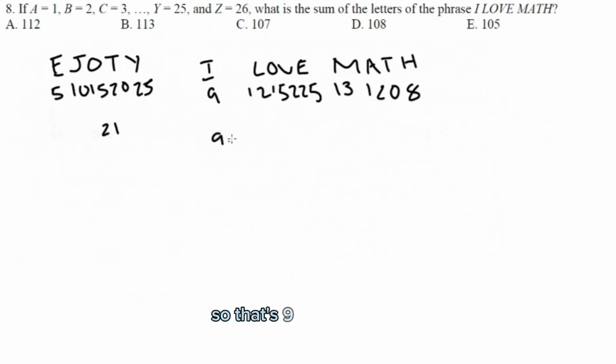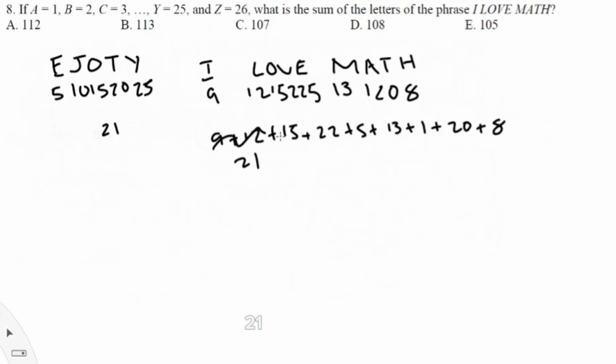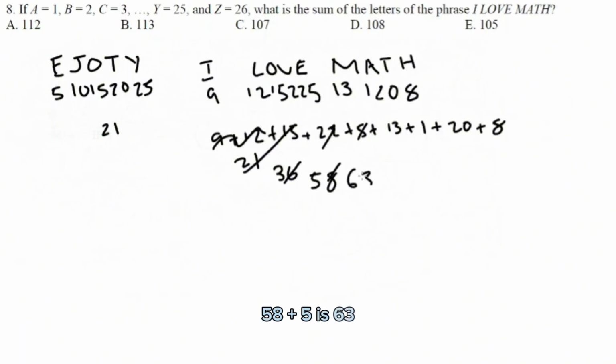Alright, so that's 9 plus 12 plus 15 plus 22 plus 5 plus 13 plus 1 plus 20 plus 8. Alright, so 9 plus 12, that's 21. 21 plus 15, that's 36. 36 plus 22, that's 58. 58 plus 5 is 63. 63 plus 13 is 76.